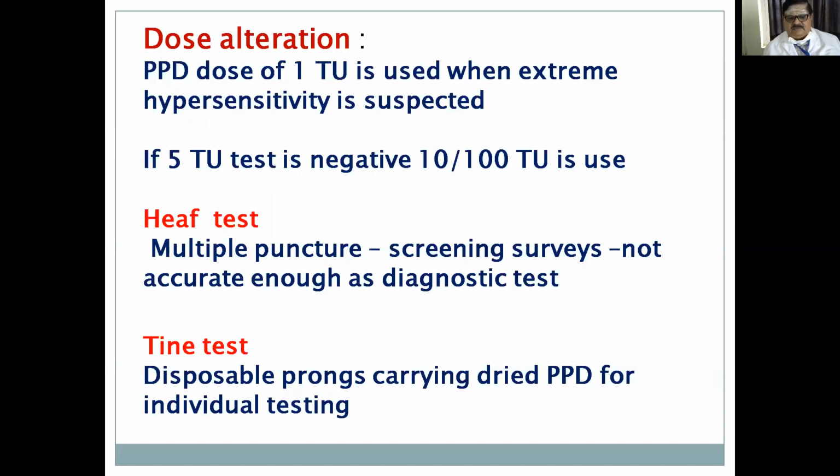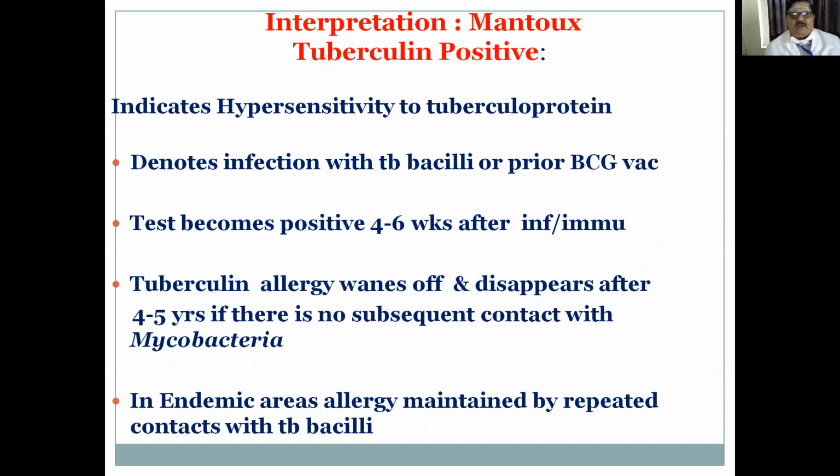And Tine, disposable prongs, at least they used to be used when they were very young. I don't think they are being used nowadays. HEAF and Tine test, if you are asked, you should be able to say in the viva. Okay. How do you interpret? For example, you say Mantoux is positive, tuberculin positive, tuberculin negative, false positive. All these things come into play.